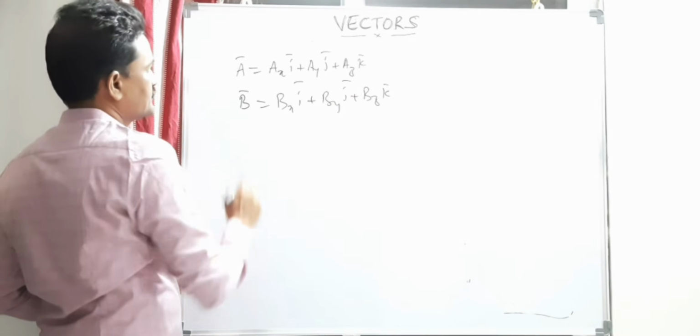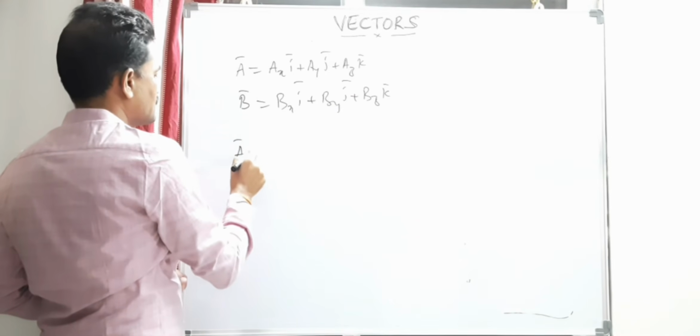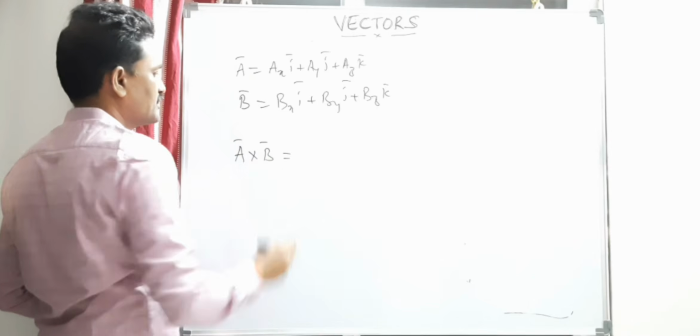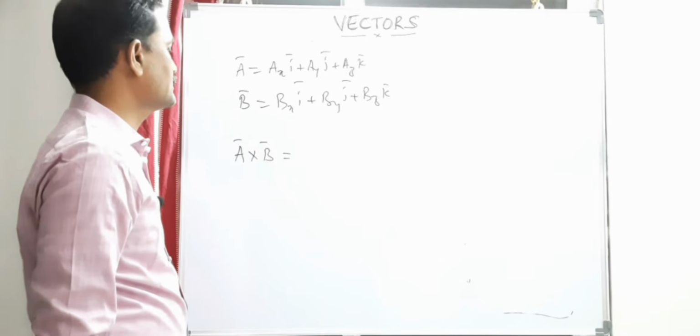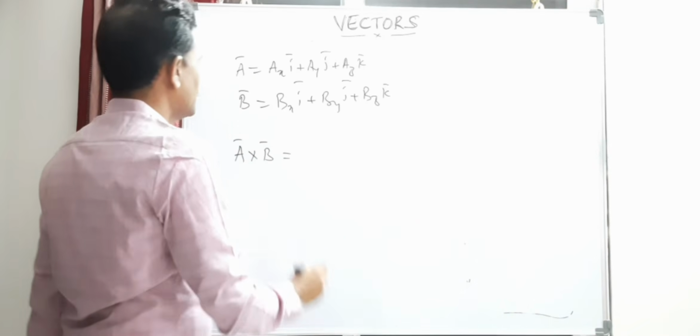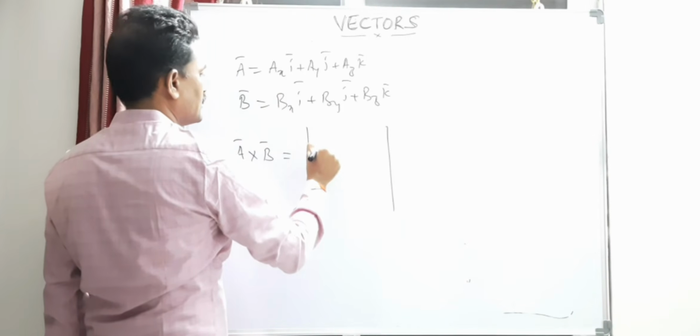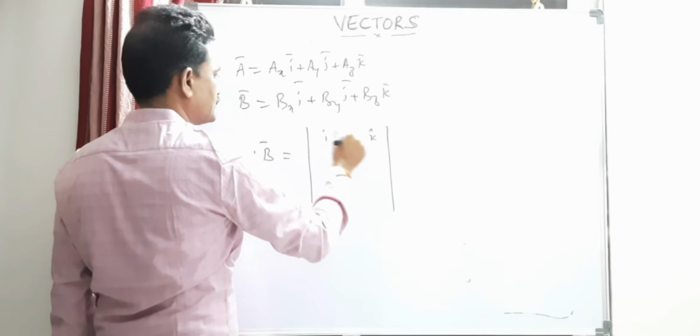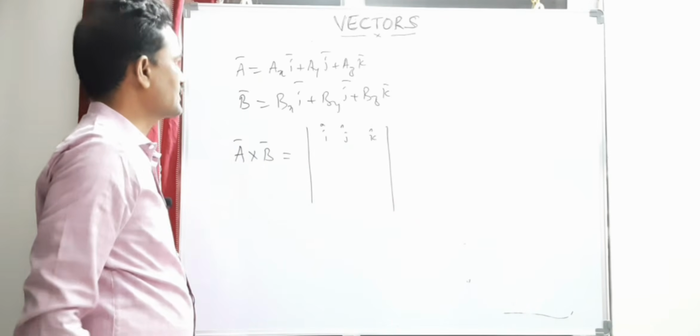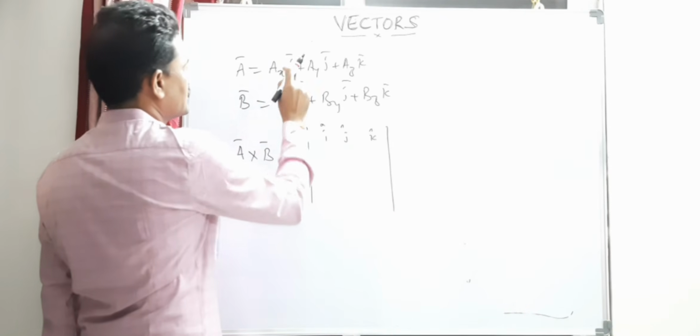Now, how to find A cross B? The best method is the determinant form. In mathematics, in matrices, you might have studied, you have to write the determinant form. A cross B: first you have to write i, j, k. Then you have to write the coefficients.